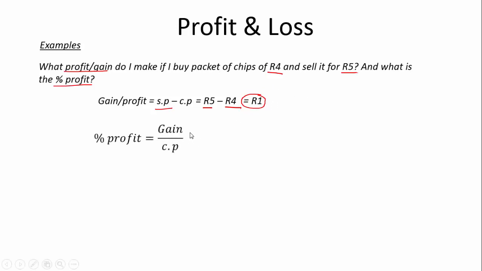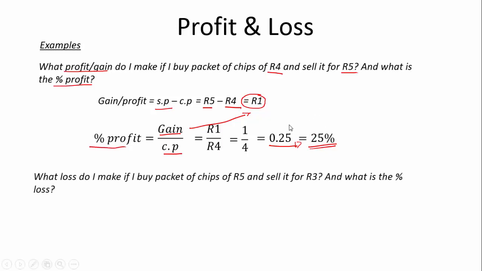So what is that percent profit? That percent profit is the gain over the cost price. What is our gain here? Our gain is 1 Rand. 1 Rand divided by 4 Rand is equal to 1 over 4, and that is equal to 0.25 if you put in a calculator, or I'm sure you can see that is 25%. So our percent profit is 25%.